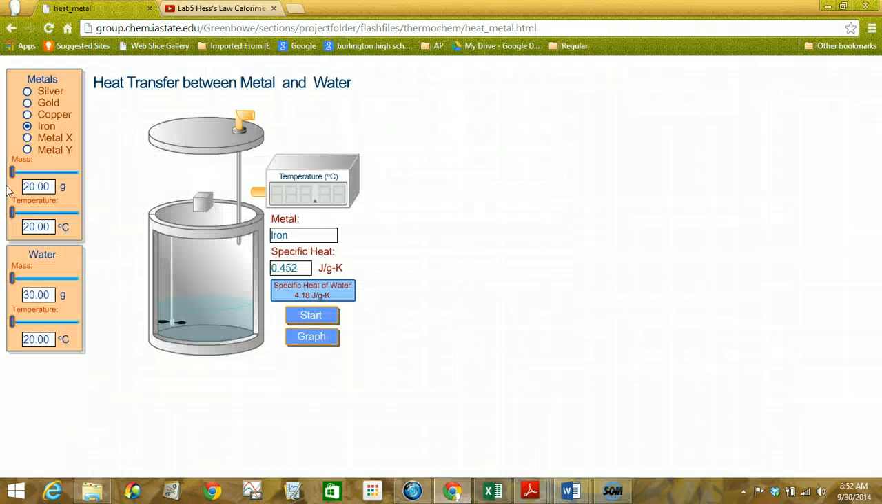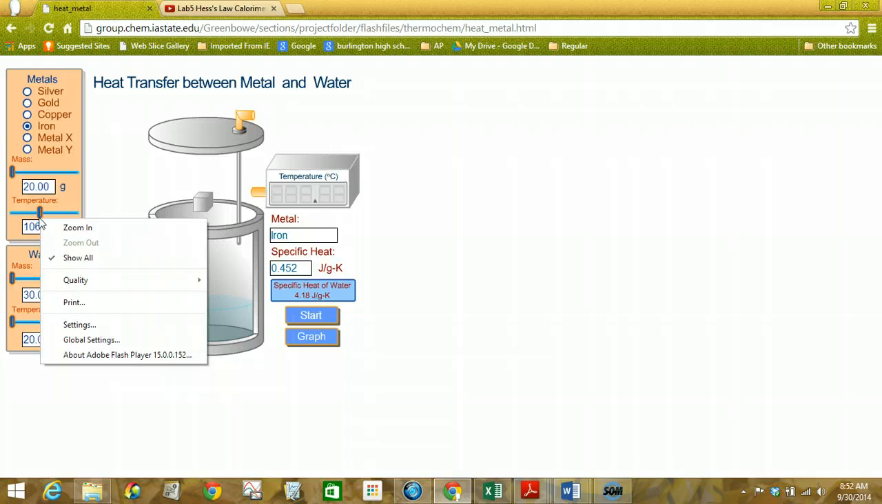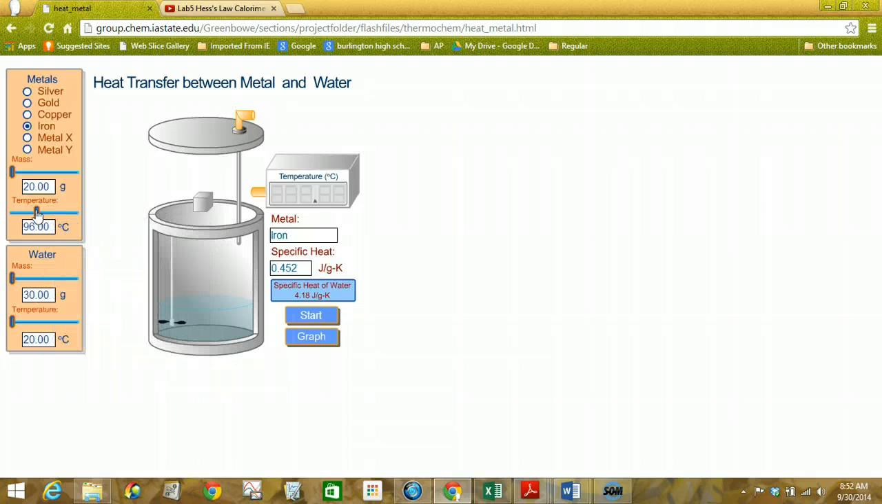So let's go to the simulation here. For the iron, we'll just heat it up here. So the metal is going to be heated to 96 degrees Celsius, and then it's going to be dropped into the calorimeter here. There we go. So the metal's being heated, that's at 96 degrees Celsius, water starting at 20 degrees Celsius.